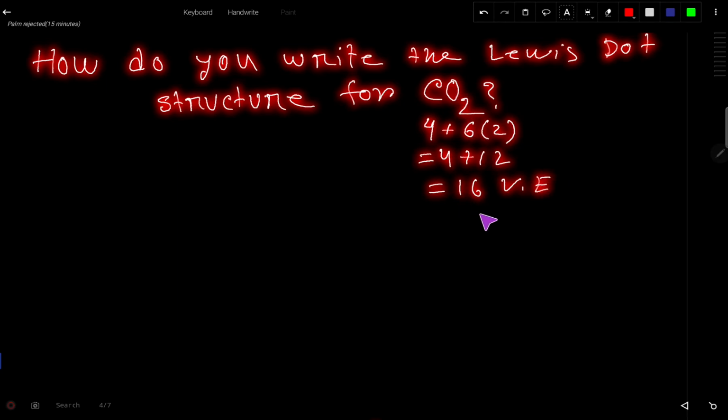These 16 valence electrons have 2 tasks at the same time. The first task is to connect these 3 atoms together, and the second task is to satisfy the octet of these 3 atoms, so that most of the atoms have 0 formal charge. So let us do that.